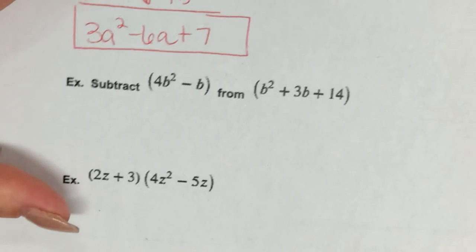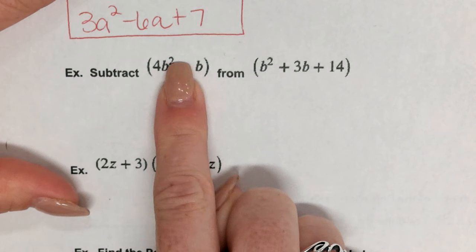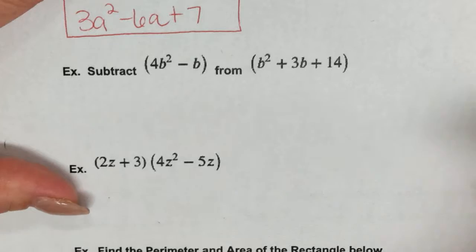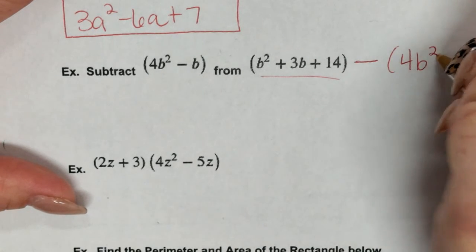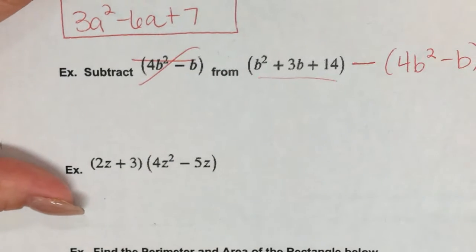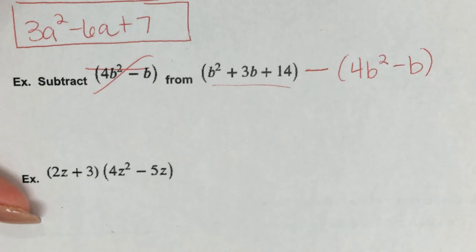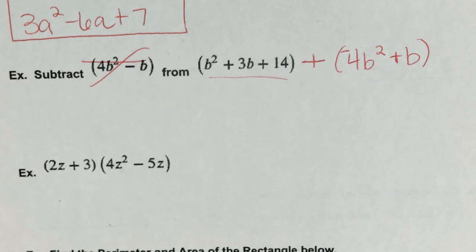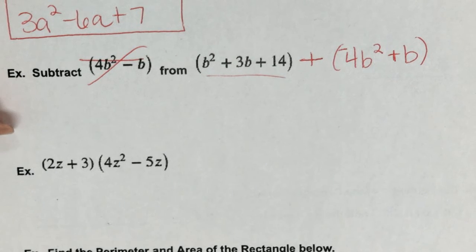Okay, this next one wants us to subtract this polynomial from this polynomial. So if I was to write it from left to right, I would write this minus 4b squared minus b. So what would I have to do? Change, change, change. Does everybody understand why we did that? And now it's the same type of problem. So I just line them up and stack them, the ones that belong to each other.